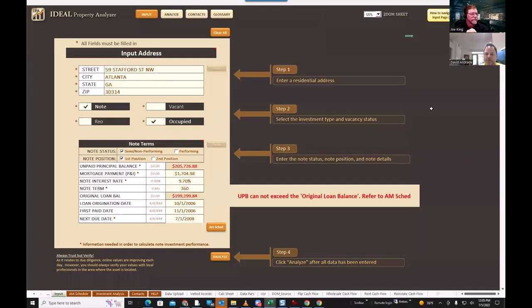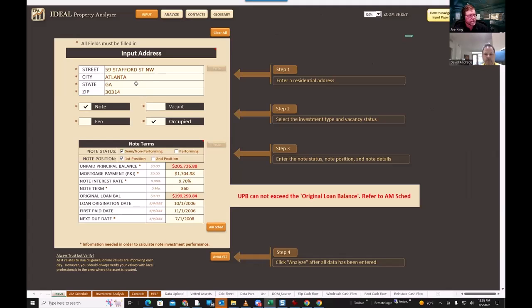Now, what I've done is I've gone ahead and already input an asset in here, because we're not focusing on the IPA 2.0 application. We're more looking at how to use it as a tool to identify a good strike price and to analyze a note that has hair on it. So this particular note has some hair on it, and I'm going to walk you through what that is and how to properly set your strike price accordingly.